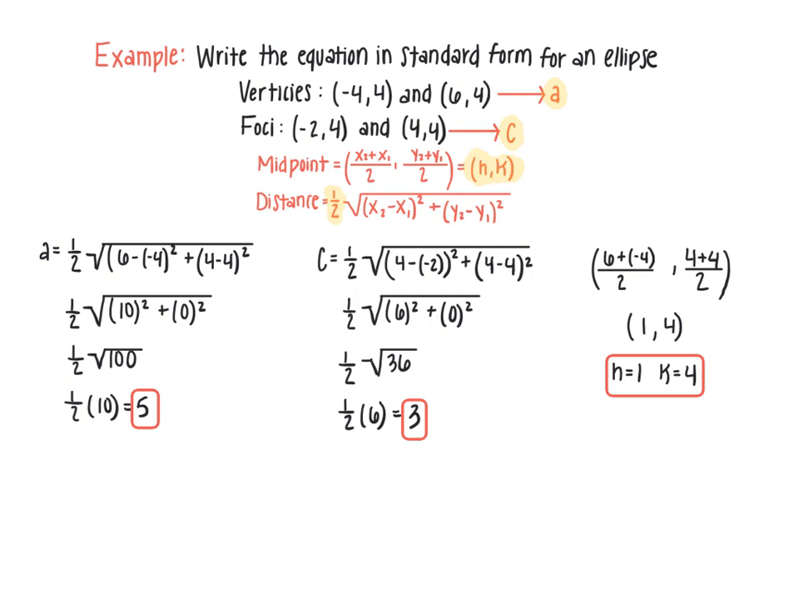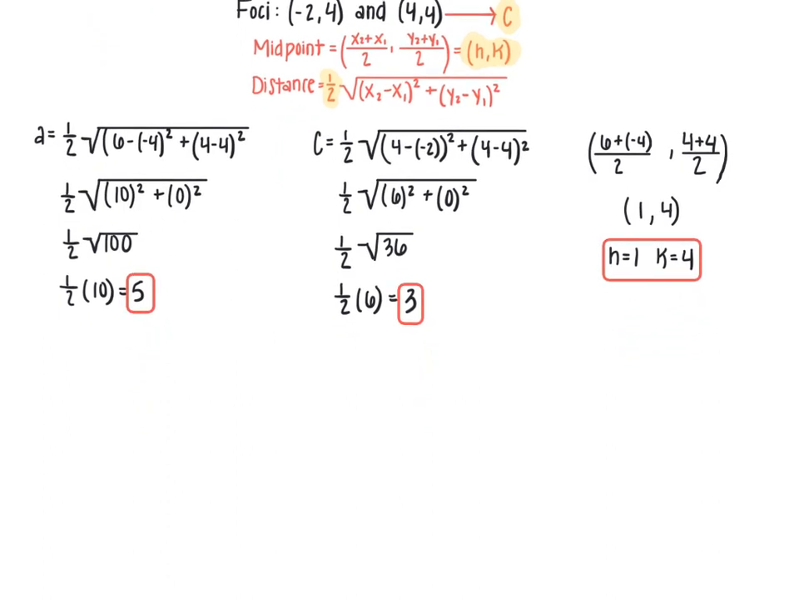So you should check your work against mine. Hopefully I'm correct, but we have A is equal to 5, we have C is equal to 3, we have H equals 1, and we have K equals 4. Now, the problem is that we are missing B, and we need B in order to write our equation. So the important information here is that we know the relationship between A, B, and C. So I'm going to scoot this up just a tad bit. I know that C squared is equal to A squared minus B squared.